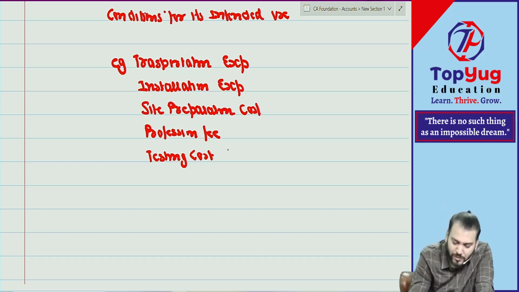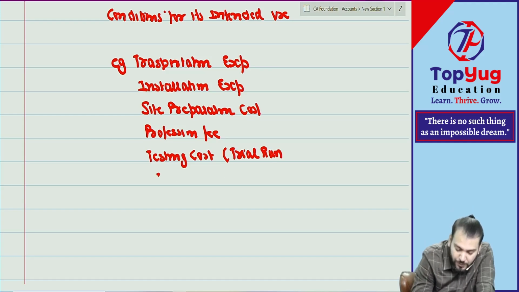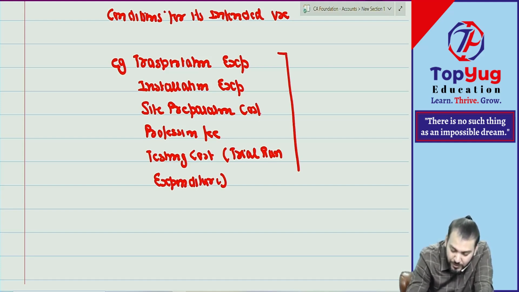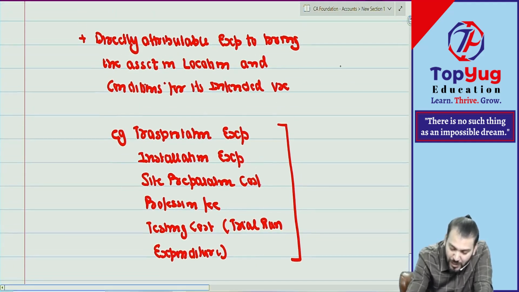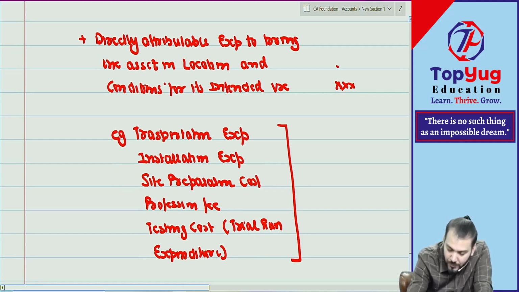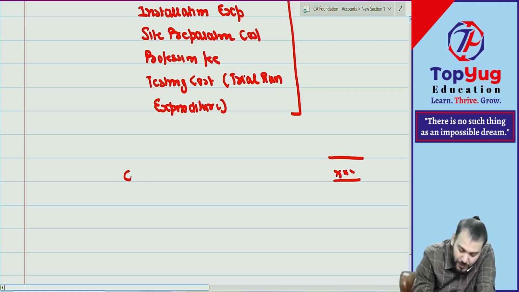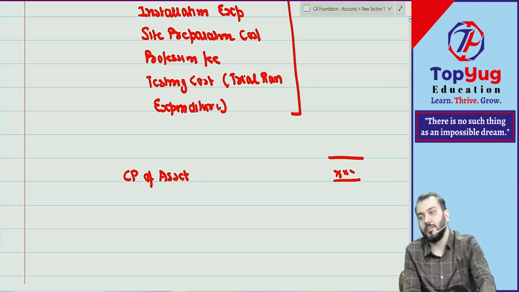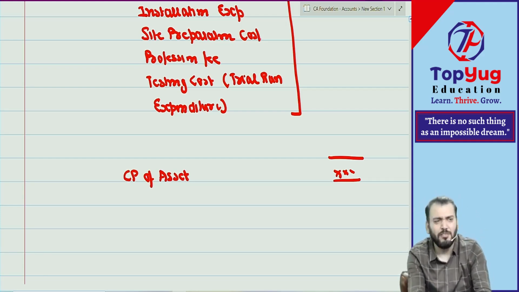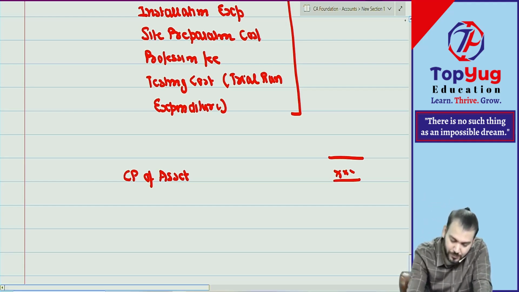Also known as what? Trial run expenditure. Understood this point? So these are some examples which will be added to the cost price of the asset. So these two will become the cost price of an asset. Have you understood this point? Correct. All the information will be given, you only need to add it. Now, next point. This you have understood.